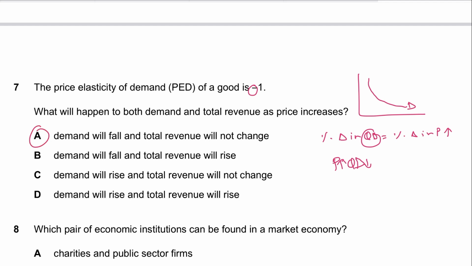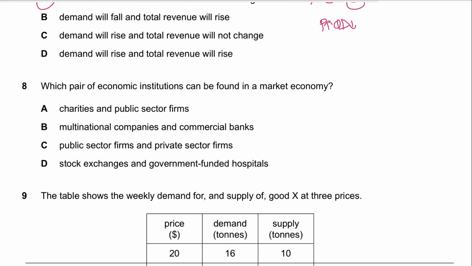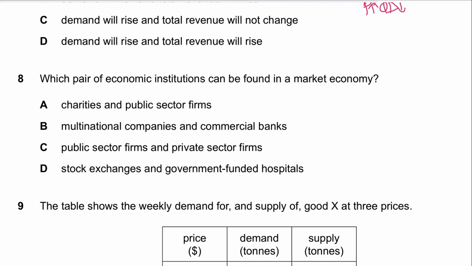Question number 8 says, which pair of economic institutions can be found in the market economy? This is a very repeated MCQ. The answer is B, multinationals and commercial banks. All the rest are incorrect. A is incorrect because charities can exist in a market economy, but public sector firms are government-owned firms. Public sector firms are not the defining institutions of a market economy.